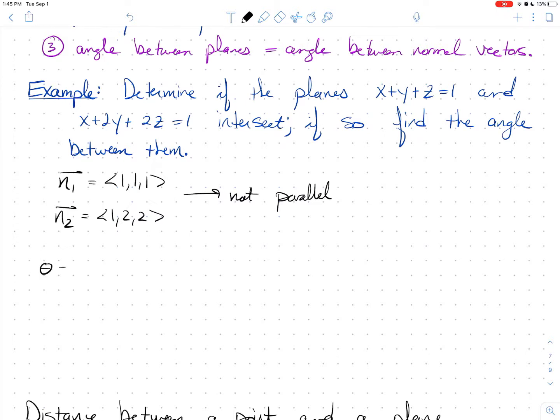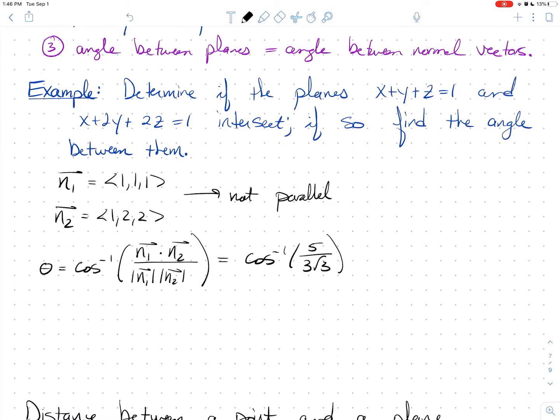So the theta that I'm going to get, the angle between them, we saw in 10.3 was the inverse cosine of n1 dot n2 over the length of n1 times the length of n2. And I'll let you run the numbers here, but when you compute everything, you should come up with 5 over 3 root 3. So this is inverse cosine of 5 over 3 root 3. If you want to approximate this and switch it to degrees, you'll come up with roughly 15.8 degrees.